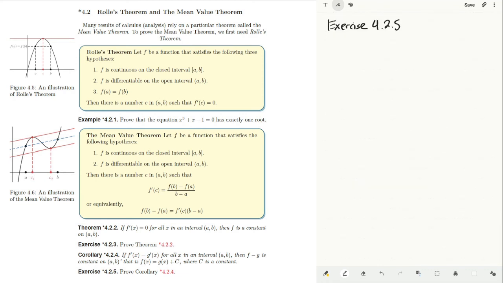So now let's prove the following corollary. If f prime of x is equal to g prime of x for all x in an interval from a to b, then f minus g is a constant on that interval. So in other words, f of x is equal to g of x plus c, where c is a constant. So to prove the corollary, let's let capital F be equal to little f of x minus g of x.